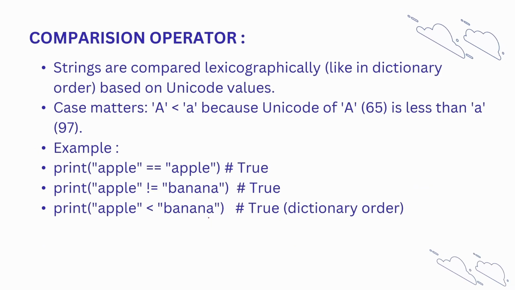Next is the comparison operator. Strings are compared lexicographically, like in dictionary order, based on Unicode values. We saw what Unicode values are, and based on those we can make comparisons. For example, "apple" equal to "apple" is True. "apple" not equal to "banana" is again True. These equal to and not equal to are all comparisons. Then "apple" less than "banana": if we calculate the Unicode values, the Unicode value of "banana" is greater than "apple", so this comes out to be True. This is how comparison is done in strings.